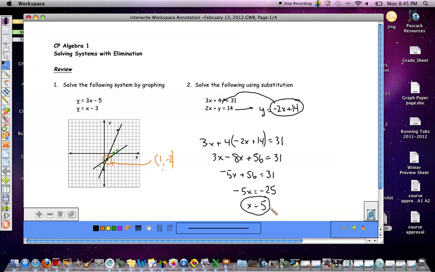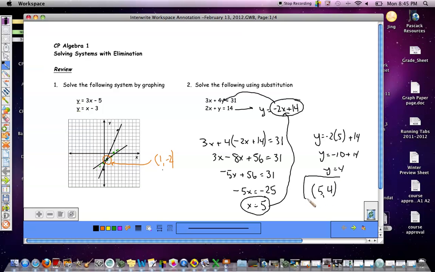Now we have x's and y's in here. So let's take that, let's plug it right in for x in that equation. So we have y equals -2 times 5 plus 14. So y is equal to -10 plus 14. So y is equal to 4. So our final solution, which we always will write as an ordered pair, is going to be the point 5, 4.